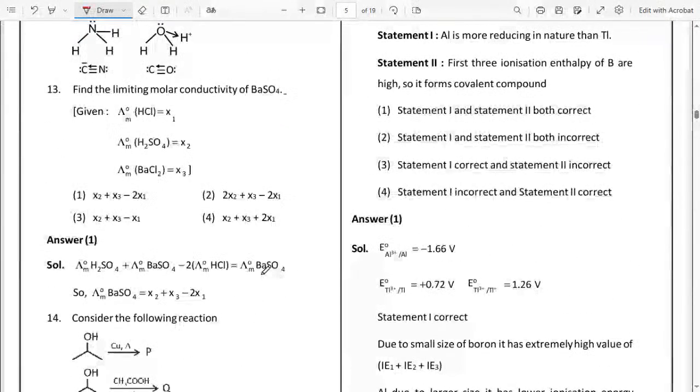Next, question number 13. Find the limiting molar conductivity of barium sulfate. So option 1 is the correct option, students.